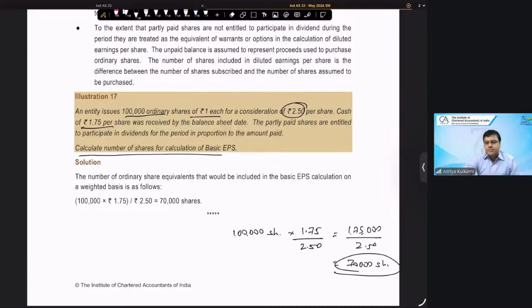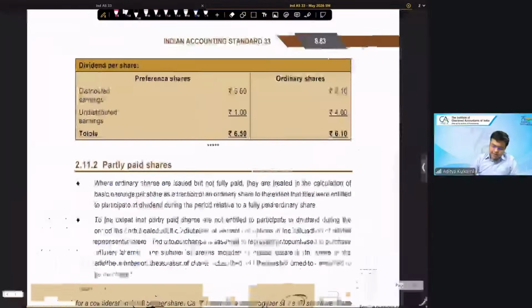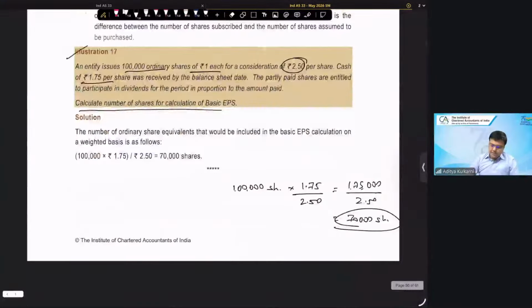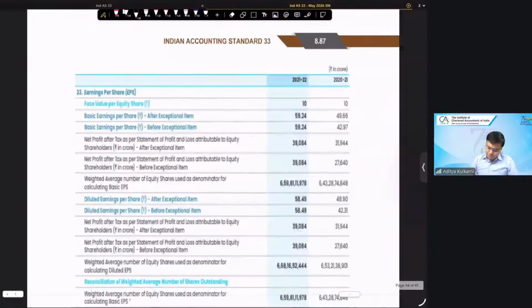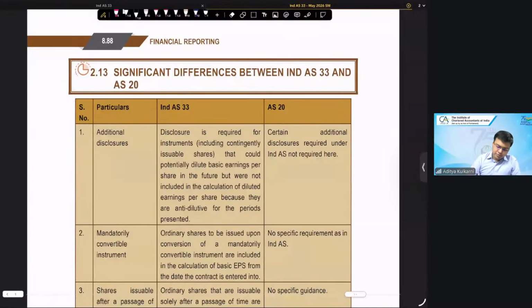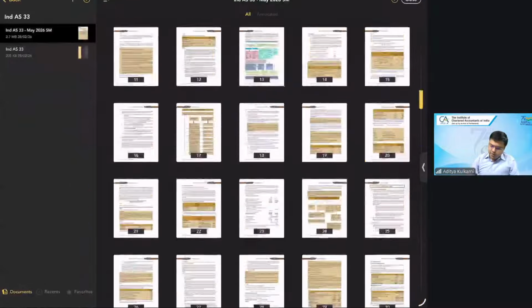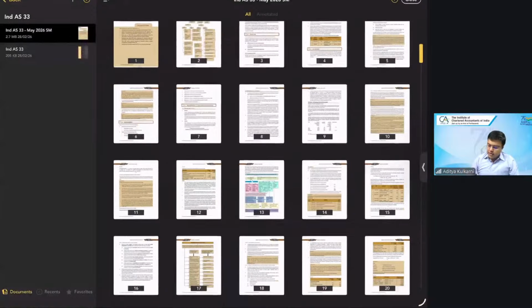All right. Yes, sir. Okay, perfect. Next, let us move on. So that takes care of partly paid shares. Now we shall move on to example of disclosures. Now let us move on quickly to bonus shares.